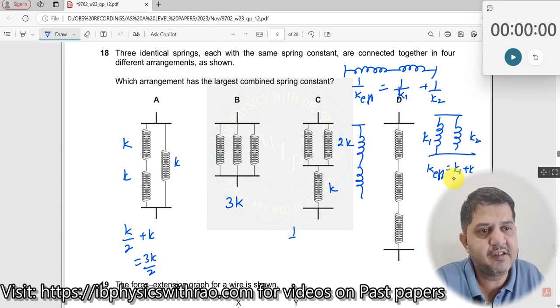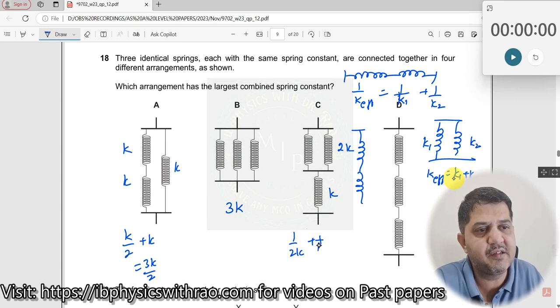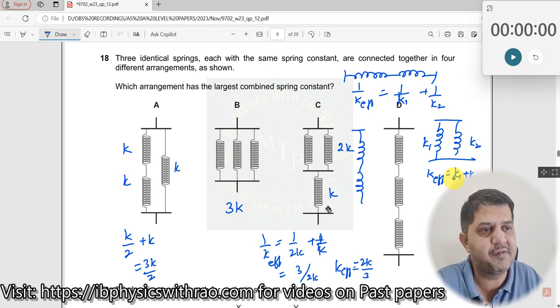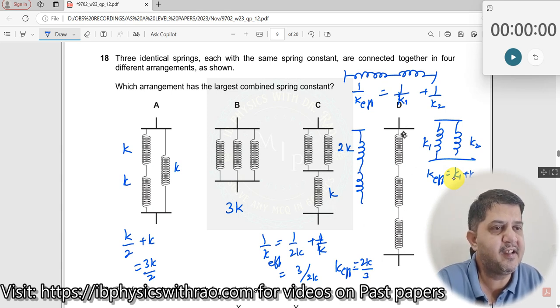So therefore this will be 1 by 2k plus 1 by k. 1 by k effective will now be equal to 1 by k into 1 plus 1 by 2, which will be 3 divided by 2k, or k effective will be equal to 2k divided by 3. This should be the effective spring constant for this one. Now what about this? Three springs are in series. Then this will be k by 3 over here.